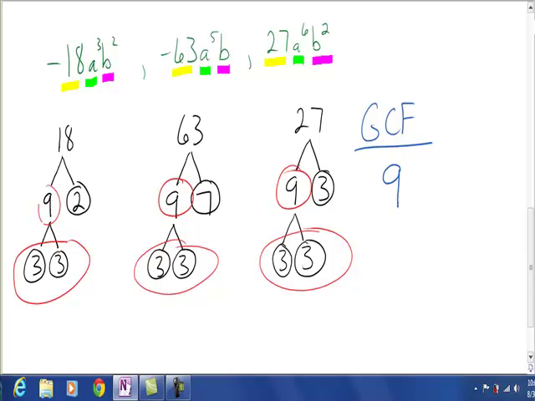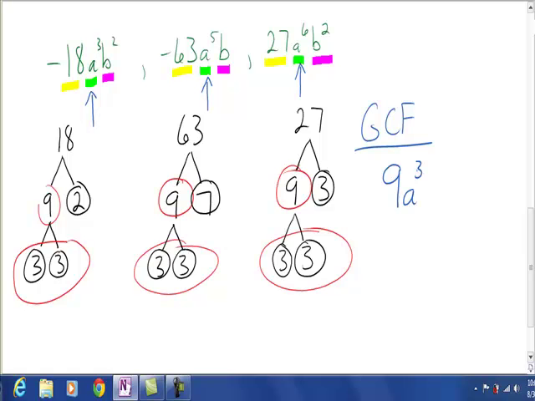Now let's look at the a's. In this first one, I have a cubed. In the second one, I have a to the 5th. And in the last one, I have a to the 6th. So what do you think the greatest common factor is? Well, I can't pull out more than 3 a's, right? Because this first term over here only has 3 a's. It's a cubed, so that's the most I could factor out of that term. And of course I could also factor out 3 a's from the other 2. So that's pretty simple. a cubed is part of my GCF. So when it comes to the variables, all you really have to do is find the smallest power on any of the terms.